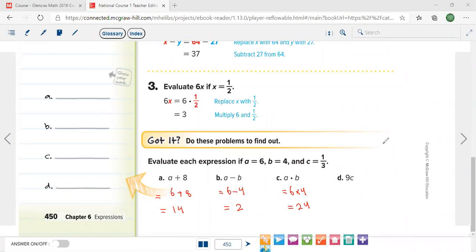9C, nothing between the number and the symbol means multiply. Remember this very well. If nothing between a number and a symbol, this means multiply. So 9C means 9 multiplied by C, which is a third, and 9 multiplied by a third will give you 3. So the answers are, don't forget to write them down here, 14, 2, 24, 3. How easy.